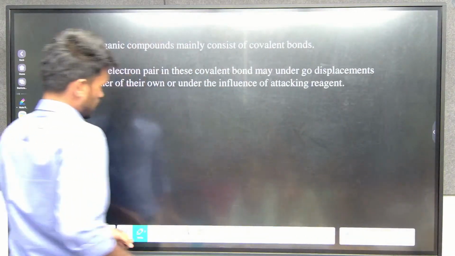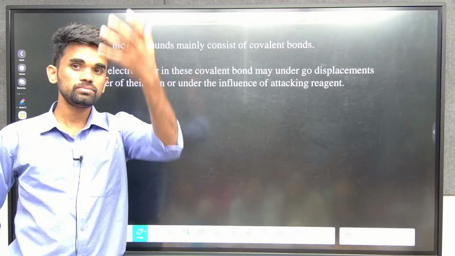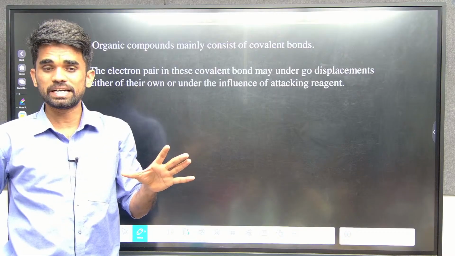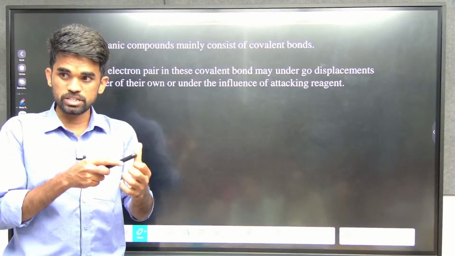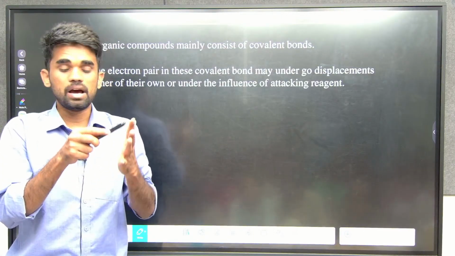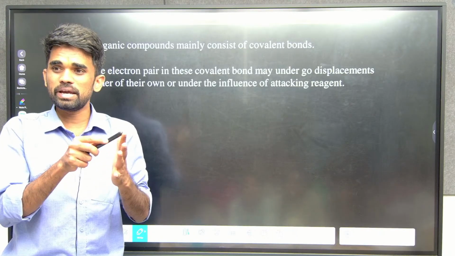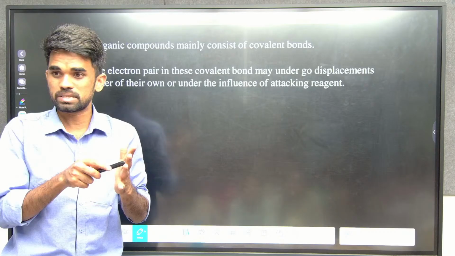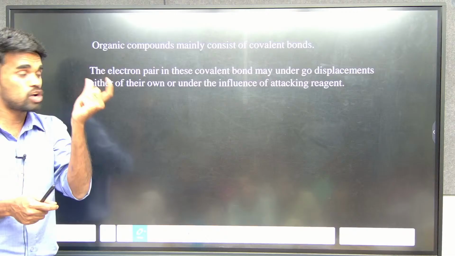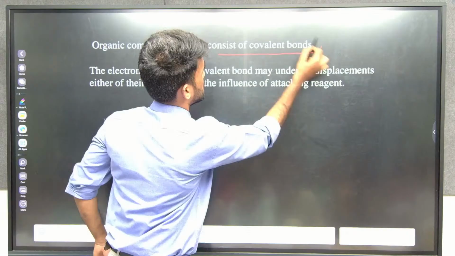If you just tell me some organic compounds you know, if you observe, most organic compounds contain carbon, hydrogen, along with something like a halogen sometimes, nitrogen sometimes, oxygen sometimes, and sulfur sometimes. These are the main elements you will be seeing. So the bonds present in organic compounds will mostly be covalent bonds.